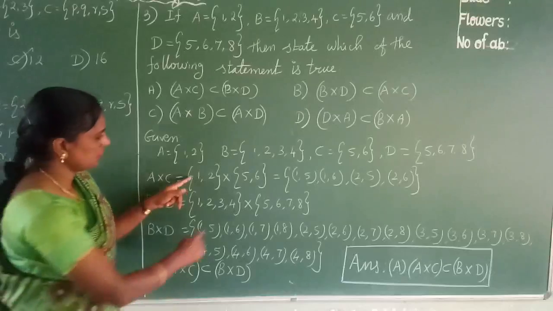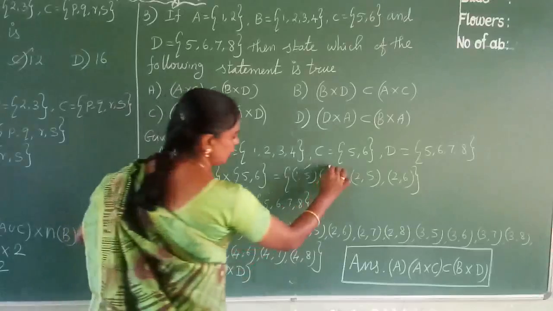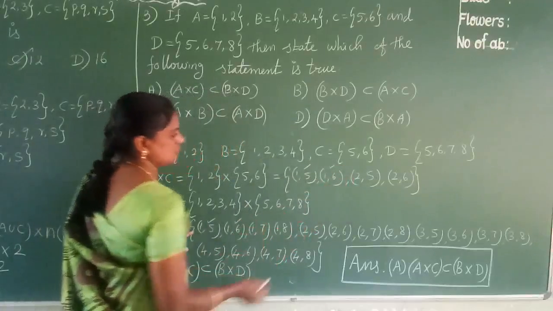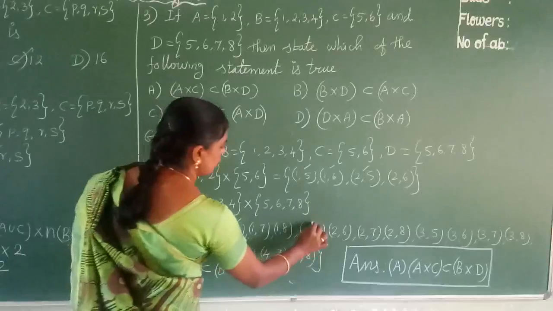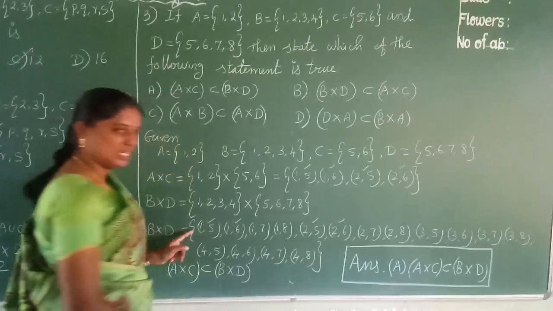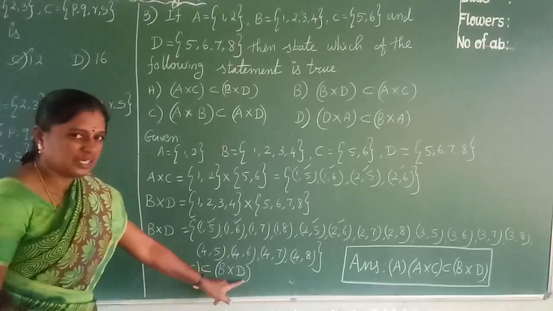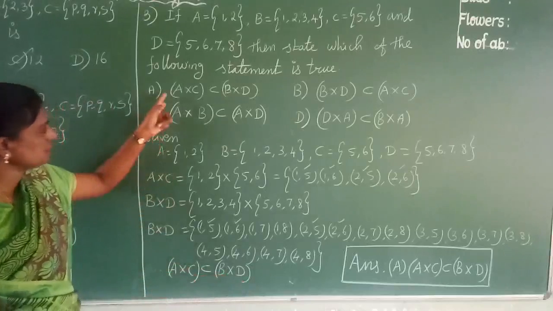Here 1, 5 is there. Next 1, 6, here also 1, 6. Next 2, 5, here also 2, 5. Next 2, 6, here also 2, 6. Therefore definitely A cross C is contained in B cross D. So the first option is true.